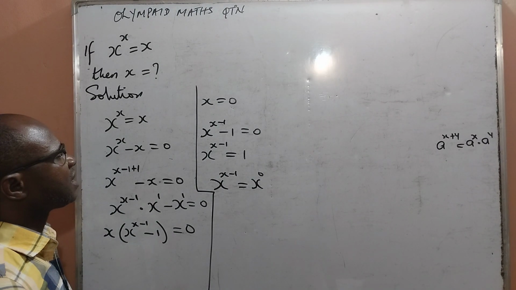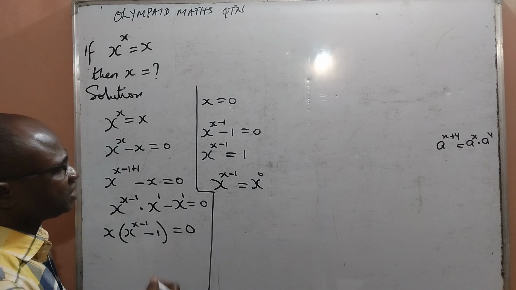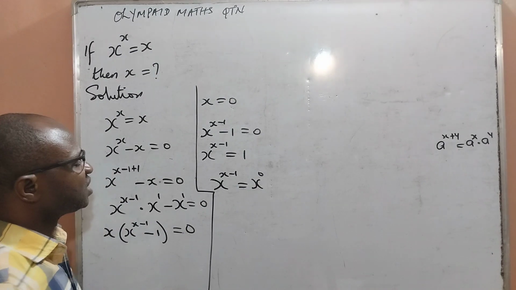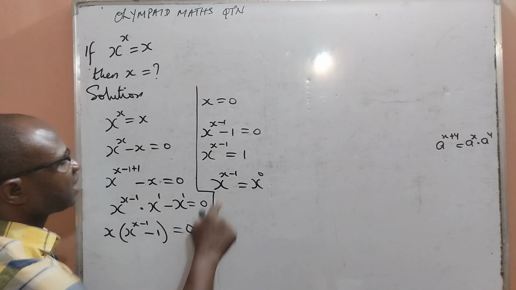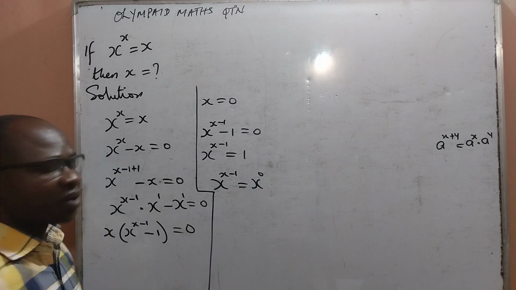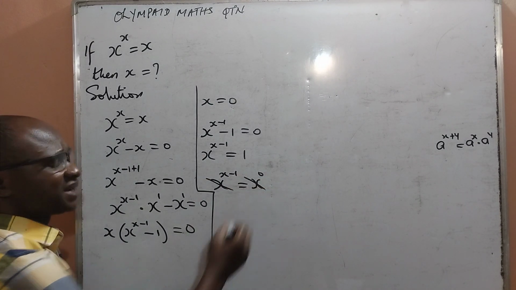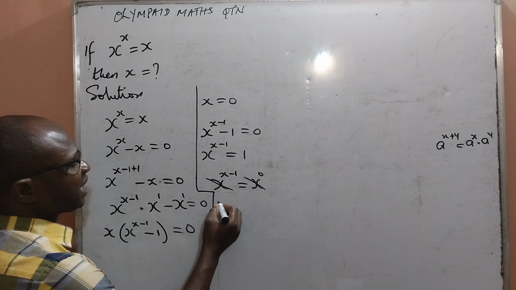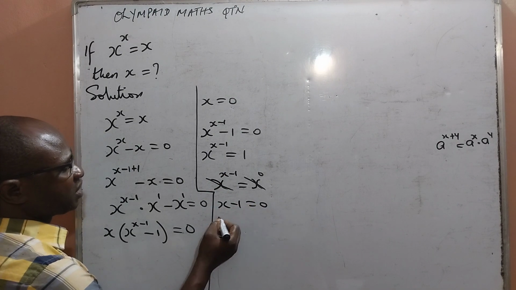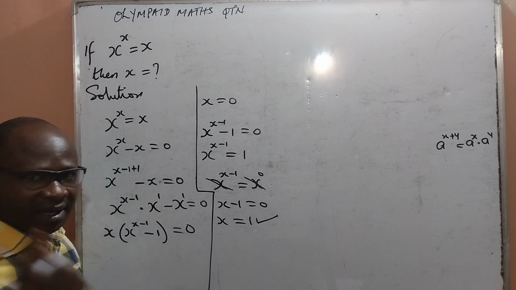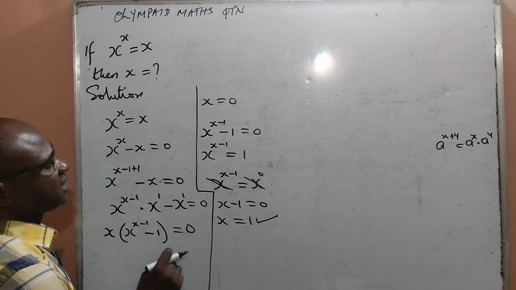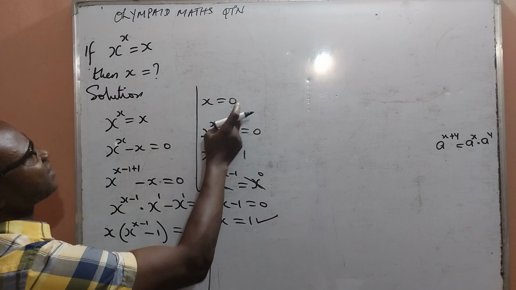At this juncture, what I can see is that the bases are the same. And when the bases are the same, the powers automatically become equal. So I cancel out the bases that are the same. So I now have x minus 1 equal to 0, making x equal to positive 1. Now, we have gotten two answers, x equal to 1 and x equal to 0.